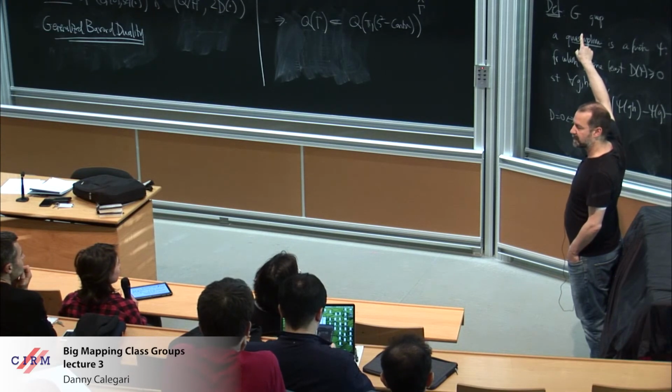I'm trying to understand, is it obvious that if you move something around a Cantor set, you have something which is not coming from just elements that separate the components? Are you asking somehow about the point-pushing subgroup? Maybe yes, that's the question.